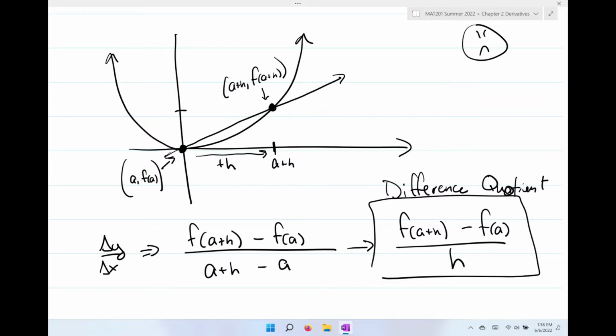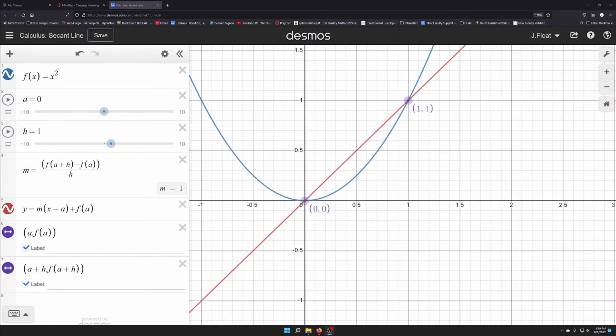Back to our graph now. So the other stuff is just y equals m times x minus a plus f of a. That's just the equation of a line in slope-intercept form. And finally, I have the 2 points that I have labeled here. So what I'm going to do here is this. I want you to focus on two things. First, I want you to focus on this point right here. I'm going to let it slide up and down. And then I want you to focus on the slope. Now, we could easily calculate the slope by hand, but this is going to do it for us, and I think that's going to be good enough. So here's what's happening here.